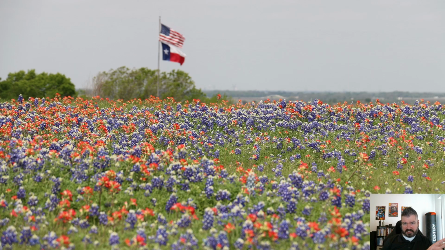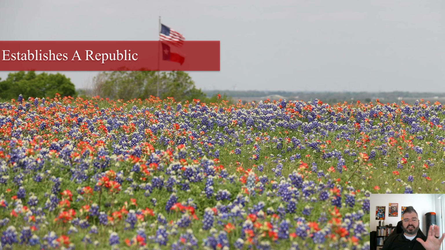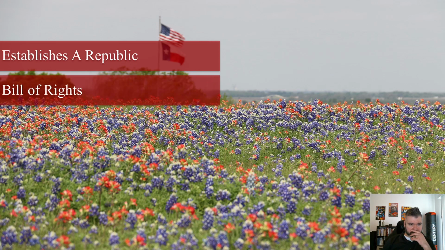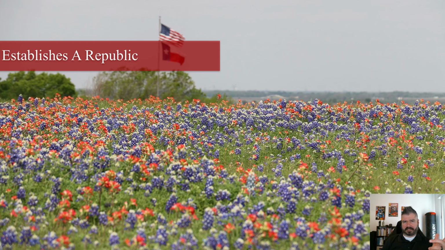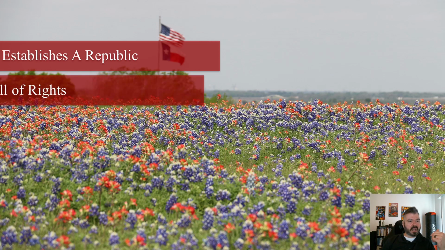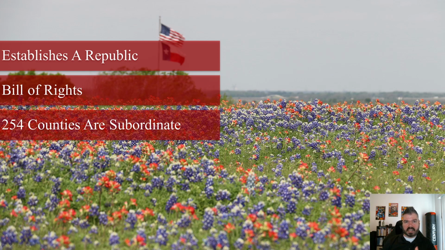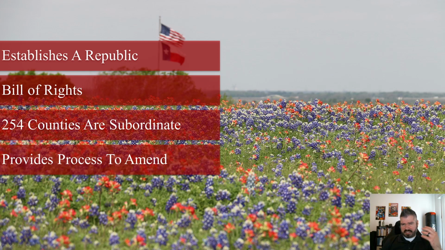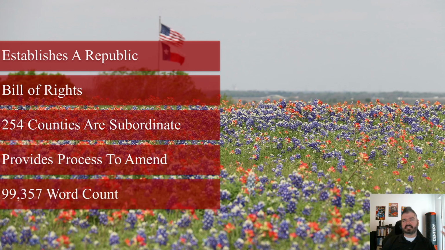Now, let's compare the U.S. Constitution to the Texas Constitution very quickly, right? So, the Texas Constitution establishes a republic. It establishes a Bill of Rights. So, a republic. Going back to this idea real quick, the form of government we have is a republic, right? This is mandated by the state constitution. That we do have representatives in government. That's what we're talking about. Bill of Rights, we've already talked about that. Protection of civil liberties. There are 254 counties under the state's supervision. There is a procedure we just spoke about to amend the Texas Constitution, and we have a 99,357 word count.